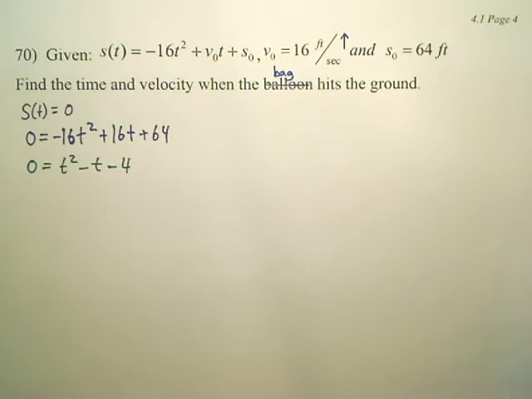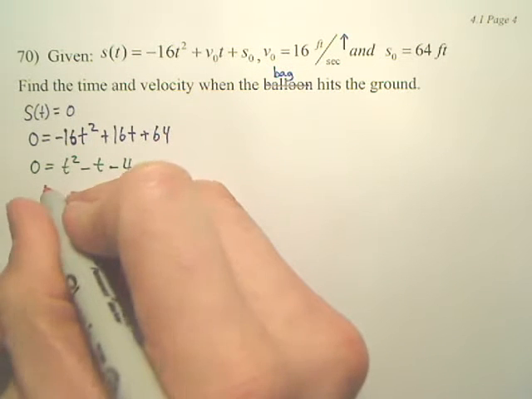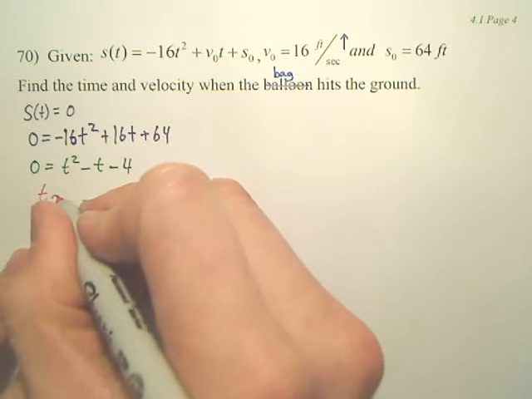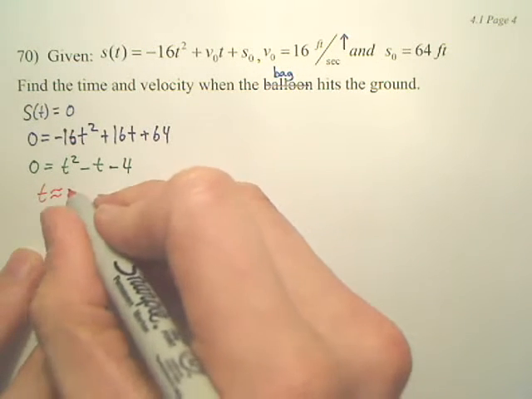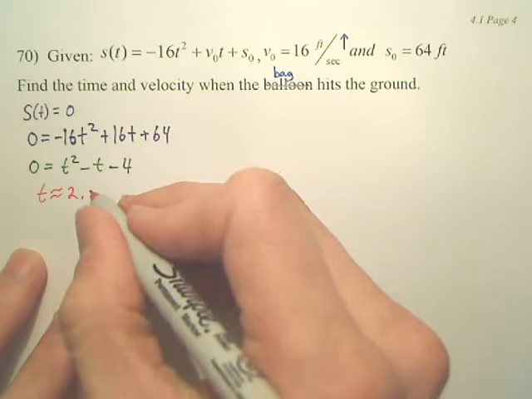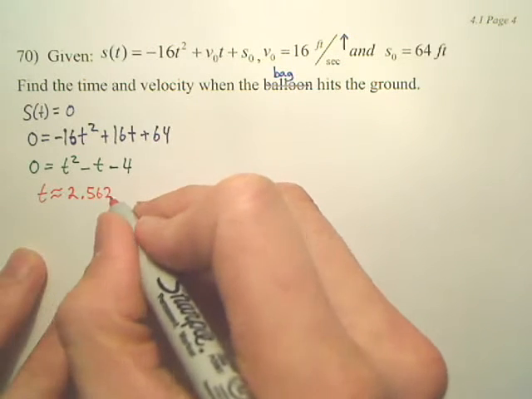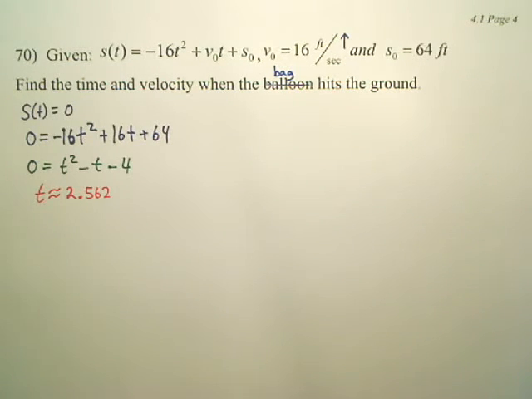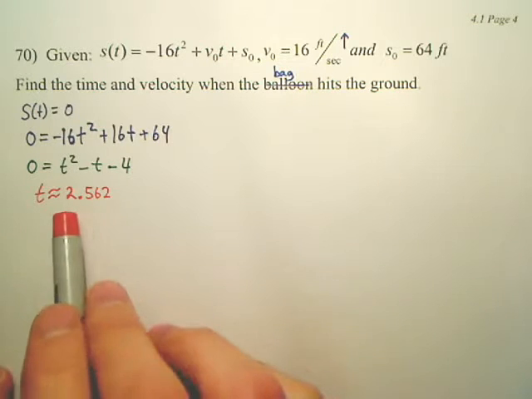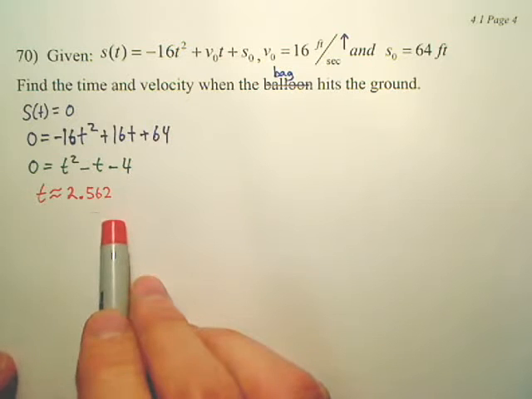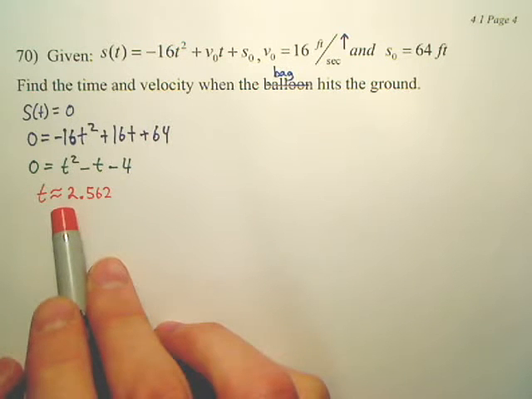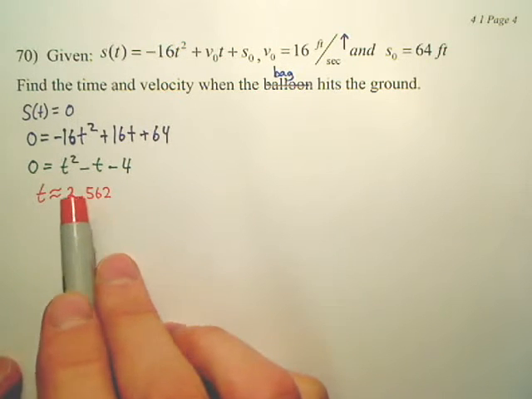Do you want me just to tell you the answer? The answer is approximately, it has two answers, one of them's negative. Do we care about the negative? Unless you can time travel like Hiro Nakamura, you might not want to put a negative time. So your time is 2.562. You always do 3 decimal places. Okay, so that's our time.